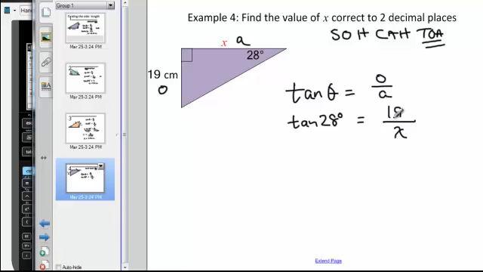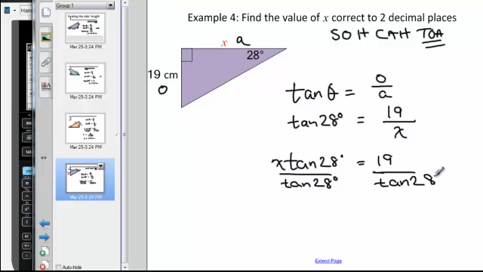Like we did in the step before, we're going to multiply both sides by x. So x times tan of 28 degrees is equal to 19. Then to work out x, we're going to have to divide both sides by tan of 28. The reason we get x on its own is because if you divide anything by itself, the answer is 1. So if I divide tan 28 by tan 28, I'm just going to get 1x. So x is going to be equal to 19 divided by tan of 28 degrees.